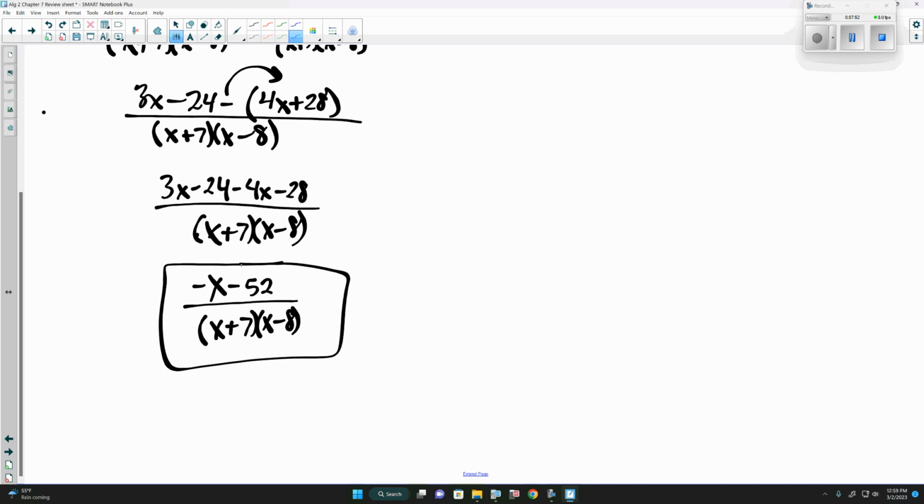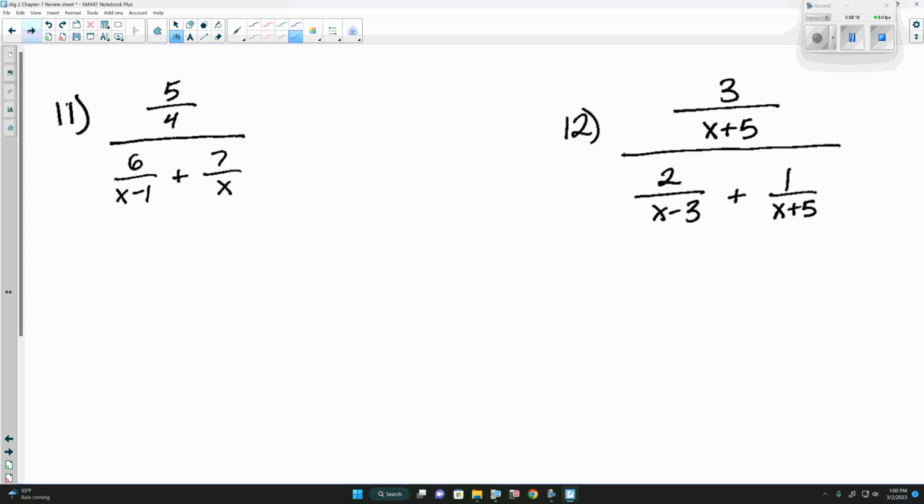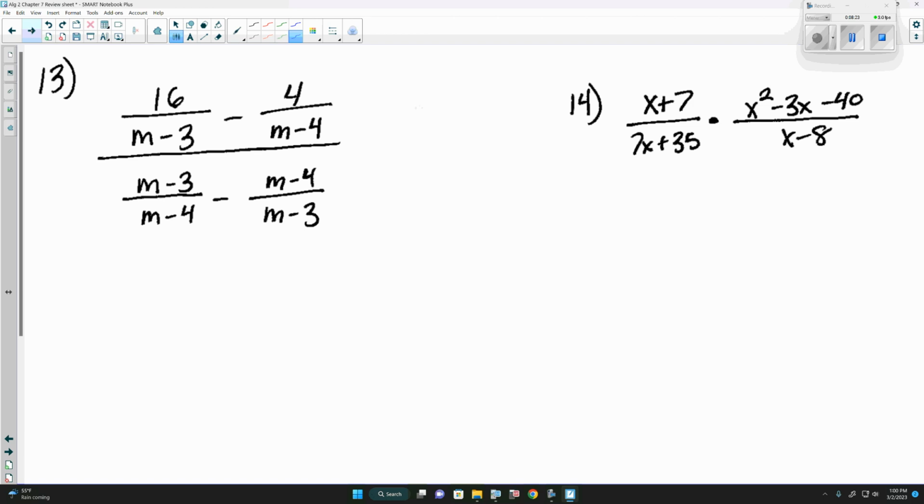Questions on any of these here? Questions on any of our addition or subtraction? I will say, one not as complex as 10. A problem as complex as 10 isn't going to show up. We're not going to have a whole bunch of factoring with addition and subtraction. So any questions on these here? 11, 12, 13 are not going to show up on the test, incidentally.